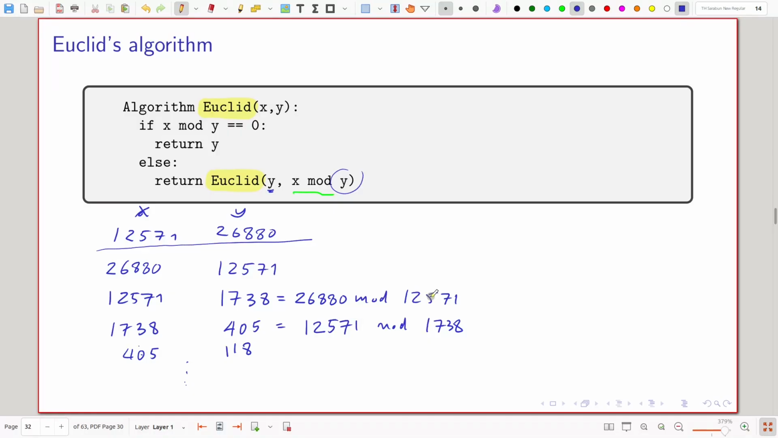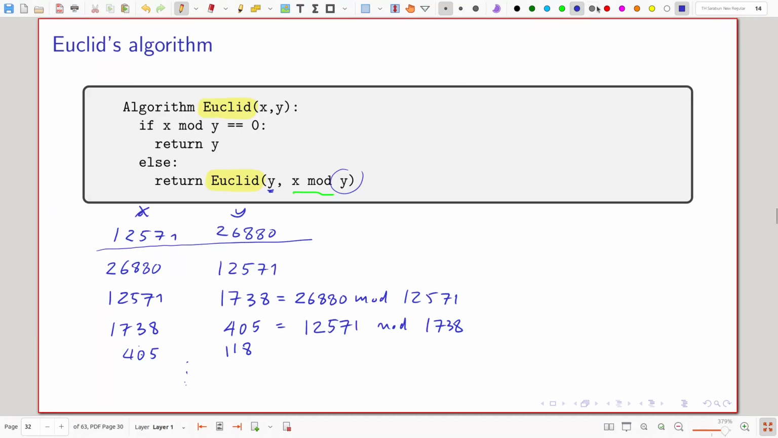But after that, Euclid calls itself, and now we know exactly what the values of x and y are. So in the first round, x may be less than y. If x is less than y, after one round, x is going to be larger than y. Now let's look at the code. If x is larger than y, when it calls itself, the first argument decreases.